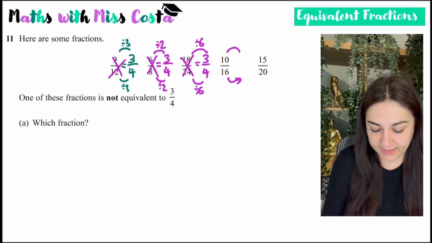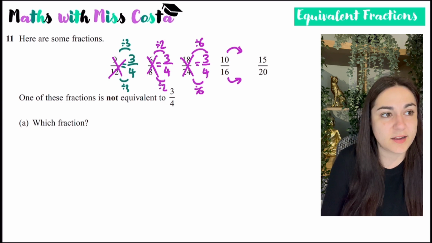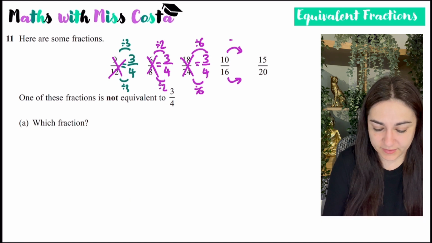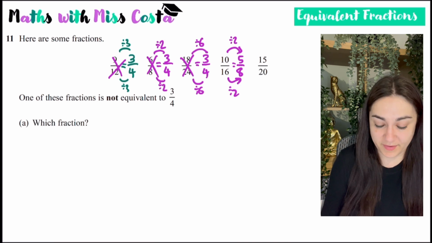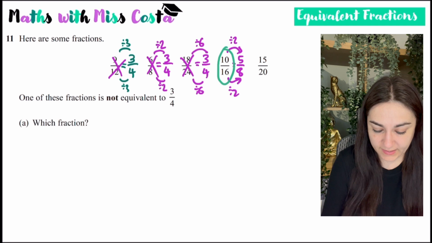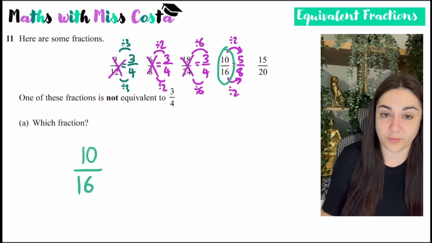Then we've got 10 and 16. Now the highest common factor of 10 and 16 would be 2. So 10 divided by 2 is 5. 16 divided by 2 is 8. I can't simplify that any further. So 10 over 16 is not equivalent to 3/4.